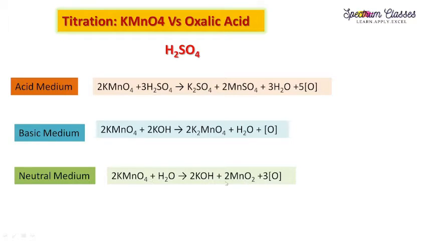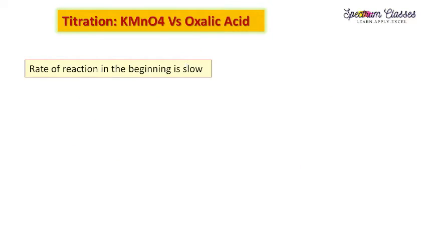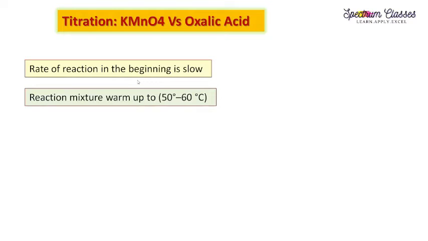So in the titration, if we somehow forgot to add this H2SO4 to the reaction medium, then the reaction proceeds like this. So it is a very essential step to add the H2SO4 first. Second, why do we warm up this solution before titration? The answer is that the rate of the reaction in the beginning is slow. That is why we warm up the solution to around 50 to 60 degrees centigrade.